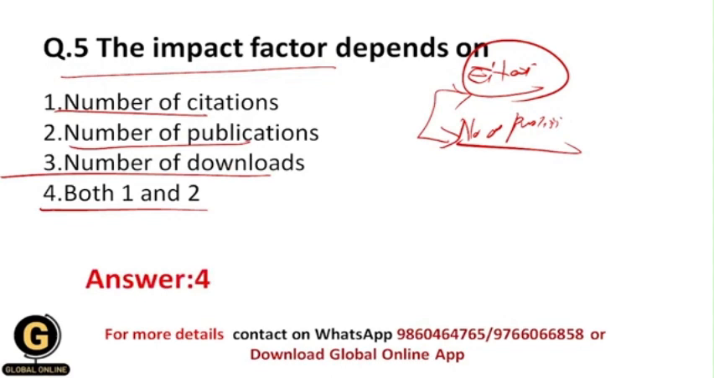And that's why the correct answer for this question should be 4, 1 and 2, because the number of citations and the number of publications, both of these factors play an important role in deciding the impact factor of a particular journal. That's why this is 4.